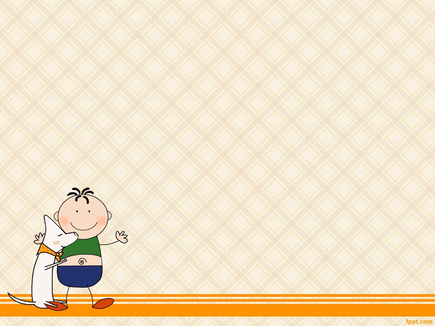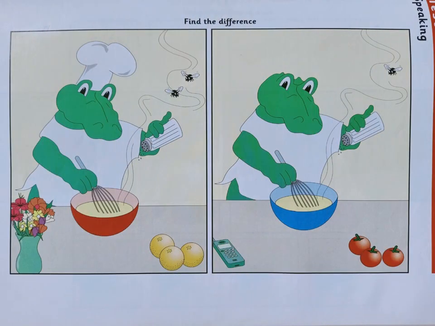I have 2 pictures here. Do you think that they are the same? Sure, they are not the same. There are 5 differences between 2 pictures. Let's look at the picture and find it. You finish? Well done. Now I will help you some new words.